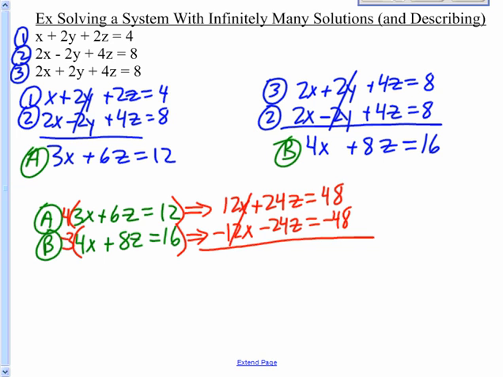And you're like, oh, that's gone. That's gone. So I got 0 here, and that's gone. 0 equals 0. So right here I can say, oh, this is infinitely many solutions. Okay? So right away I know it's infinitely many solutions because this is true.